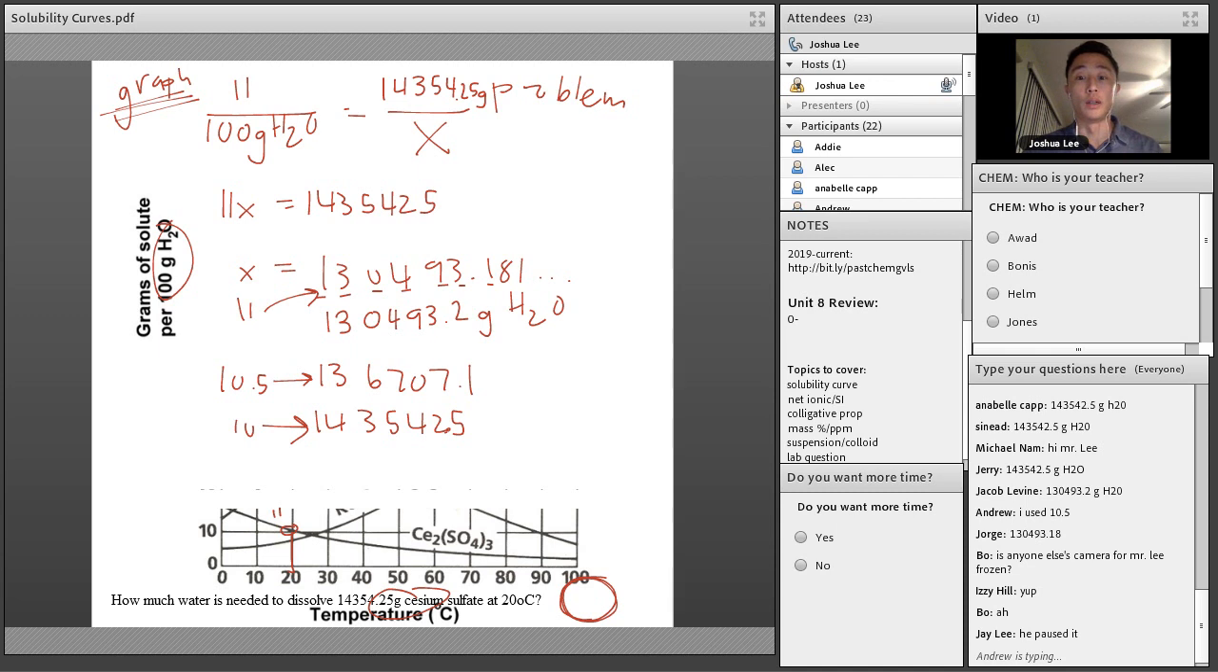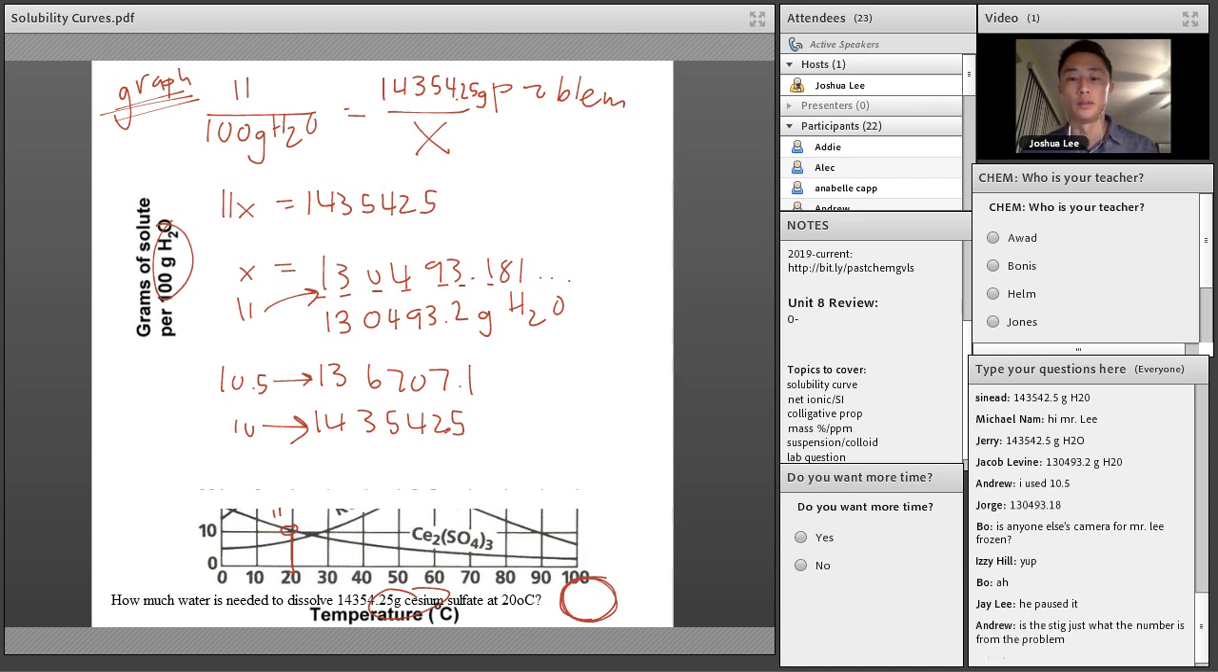So, like always, once we think sig fig, not stig fig, just what the number is from the problem. Yeah, that's the only number that we use to do the math part.